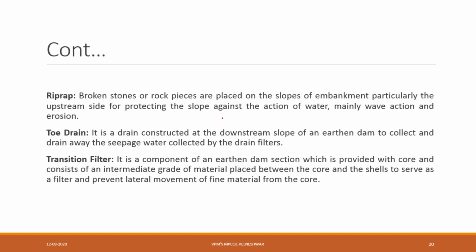Next, riprap. Broken stones or rock pieces are placed on the slope of embankment, particularly on upstream side, for protecting slope against action of water, mainly wave action and erosion. Riprap means what here?